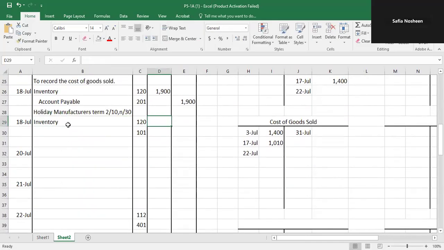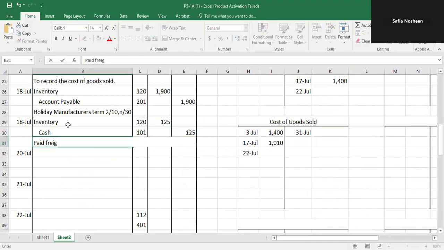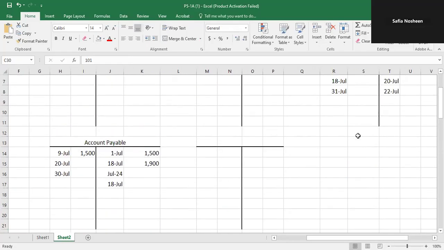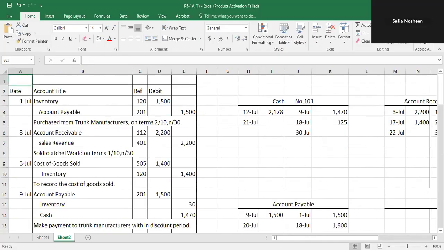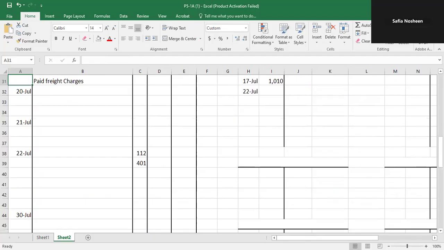So the inventory account will be increased by 125, and cash 125 paid. Okay, we are done with the posting as well.